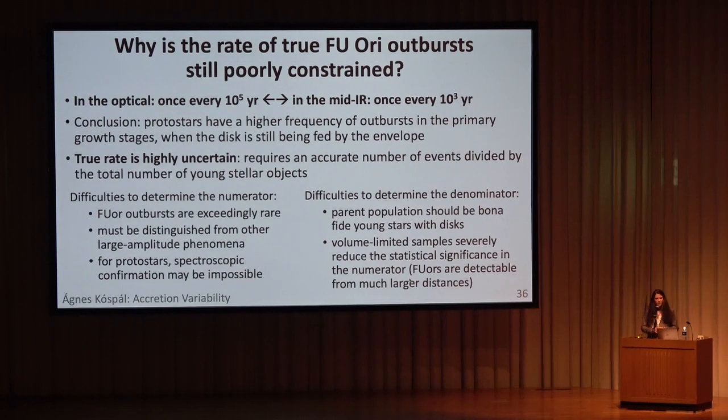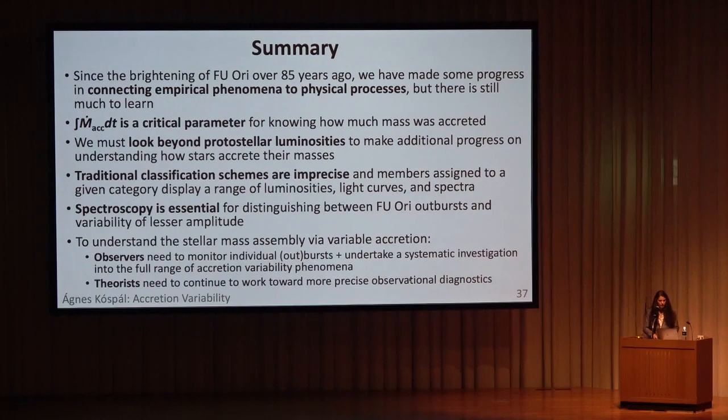But these rates are very uncertain because you need to know the accurate number of outbursts, and you need to know the accurate number of total young stellar objects. And there are several problems in determining both the numerator and the denominator. So in summary, since the brightening of FU Ori over 85 years ago, we have made some progress in linking observational phenomena to the underlying physical mechanisms, but there is still much to learn.